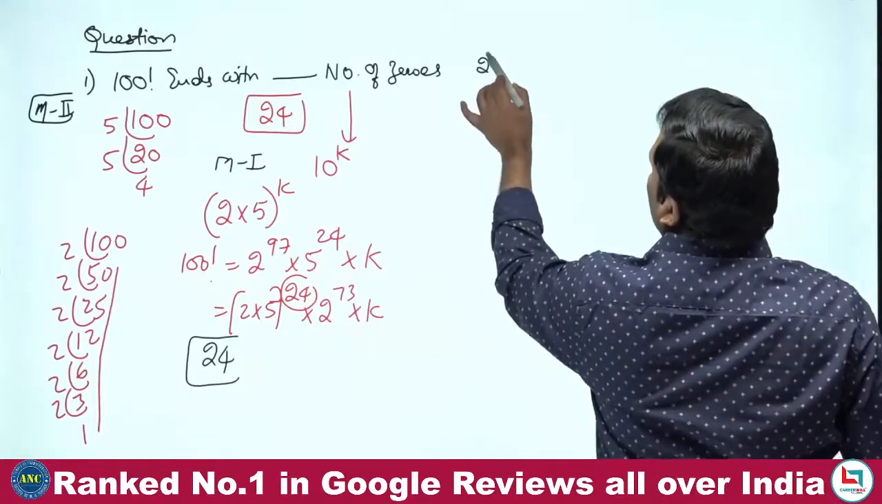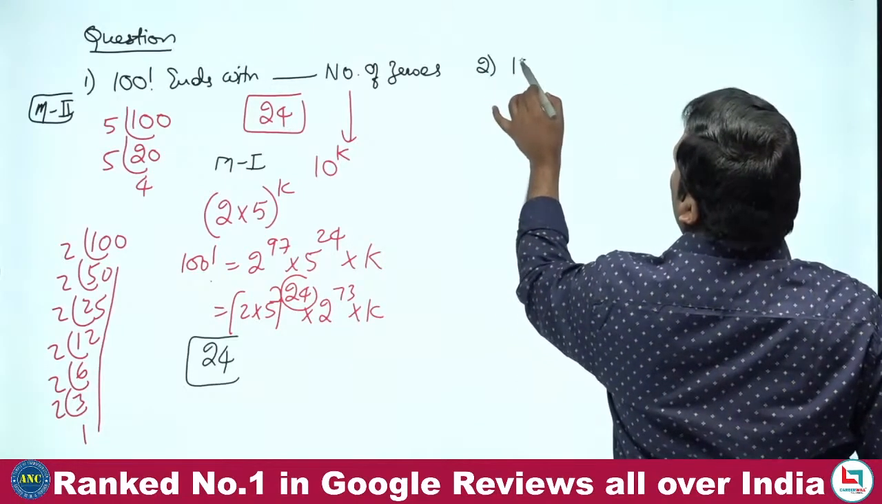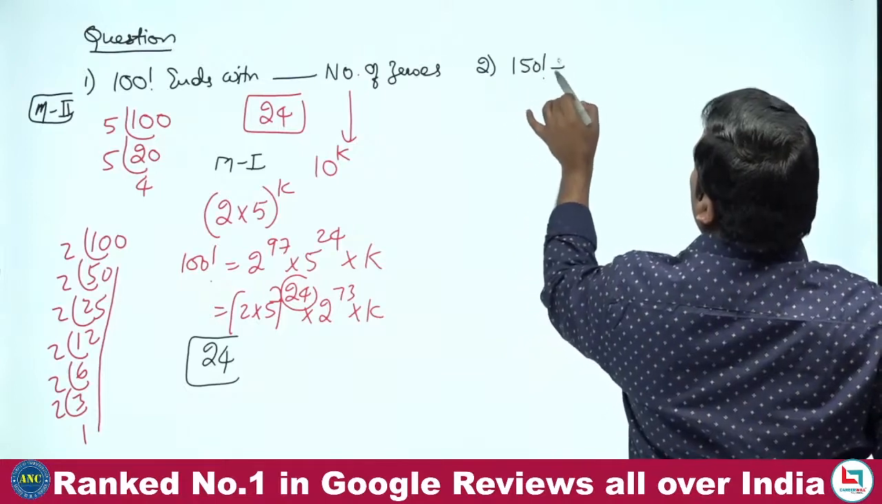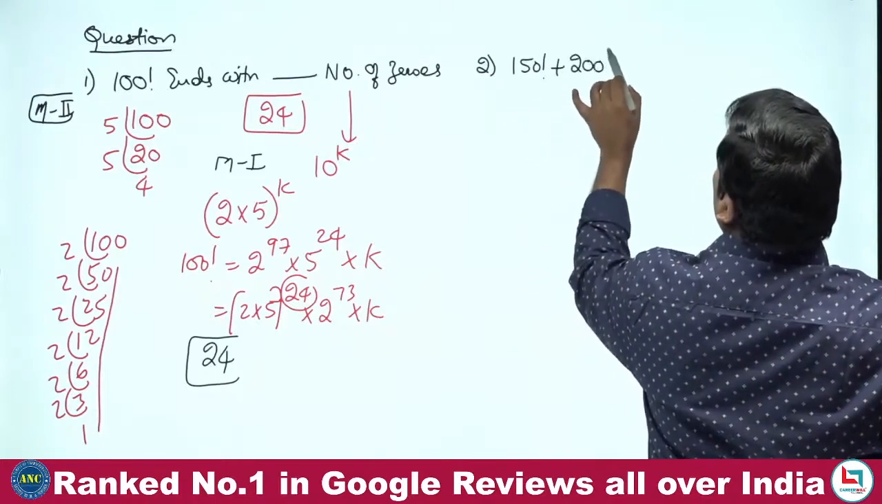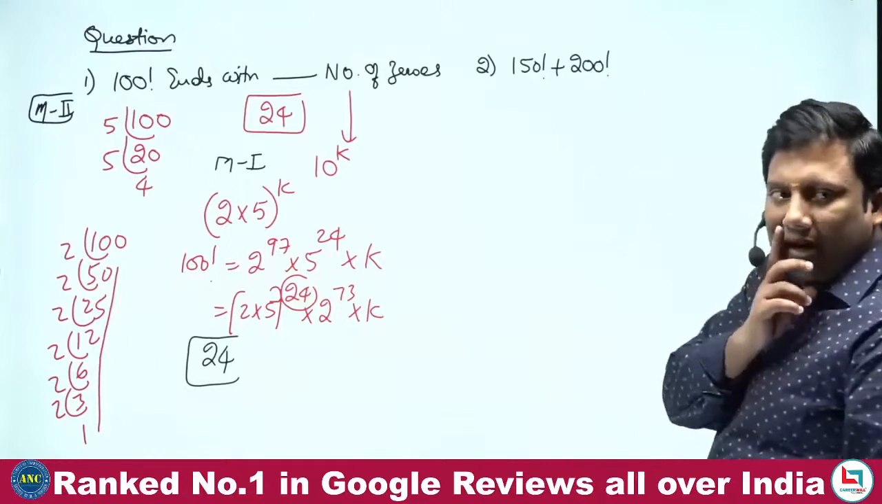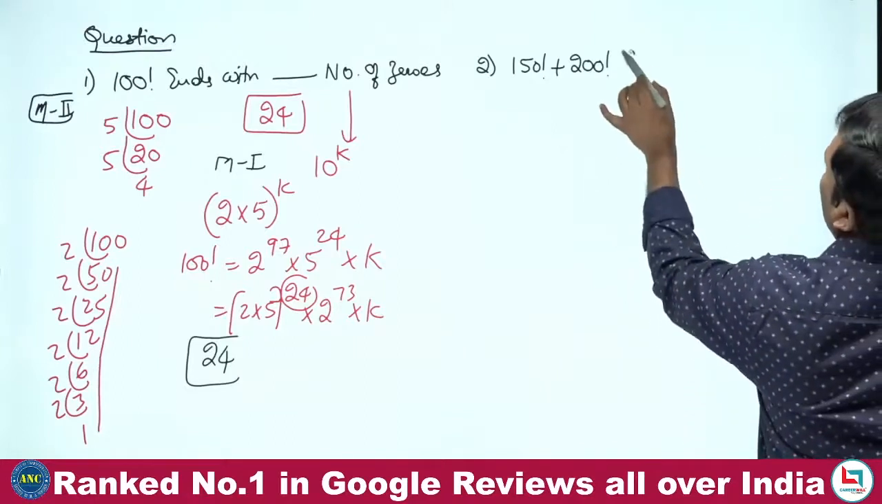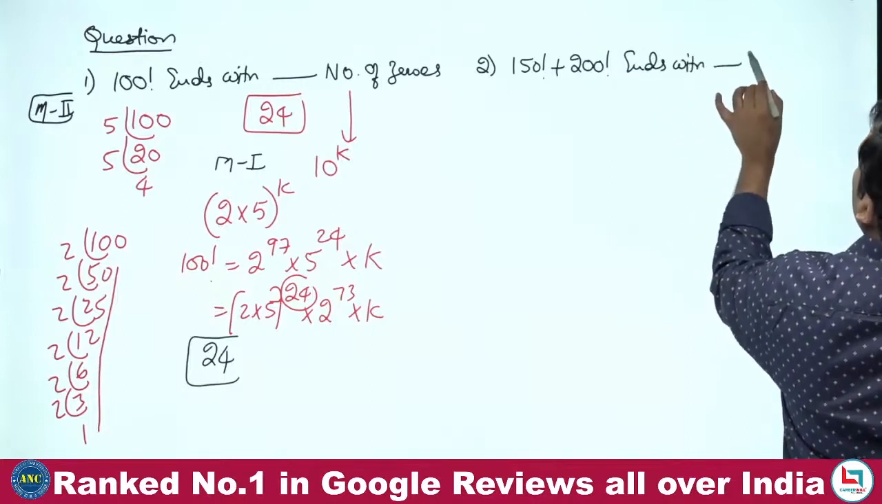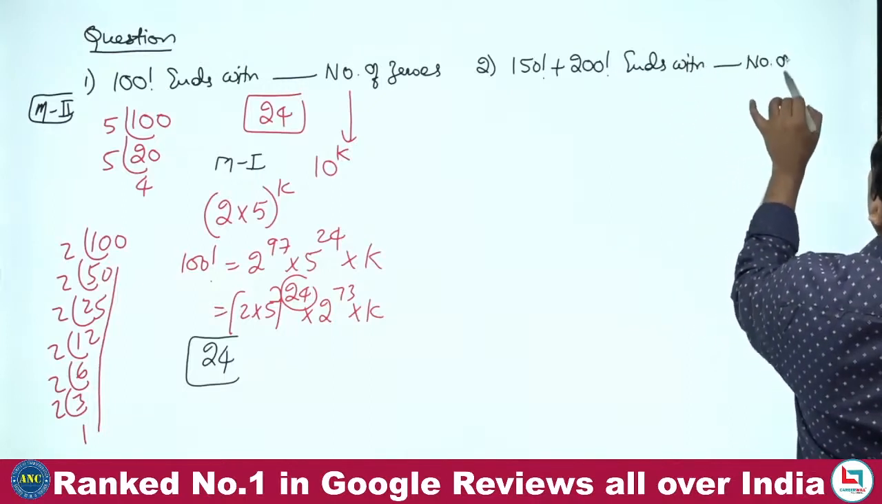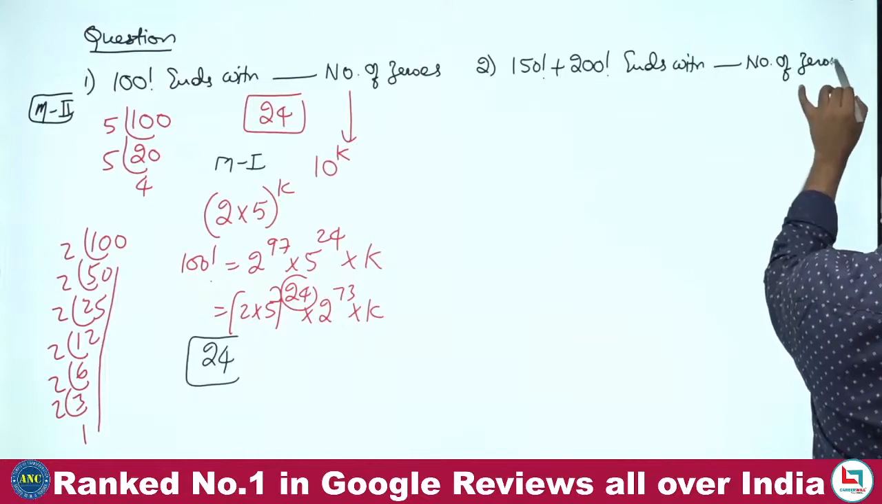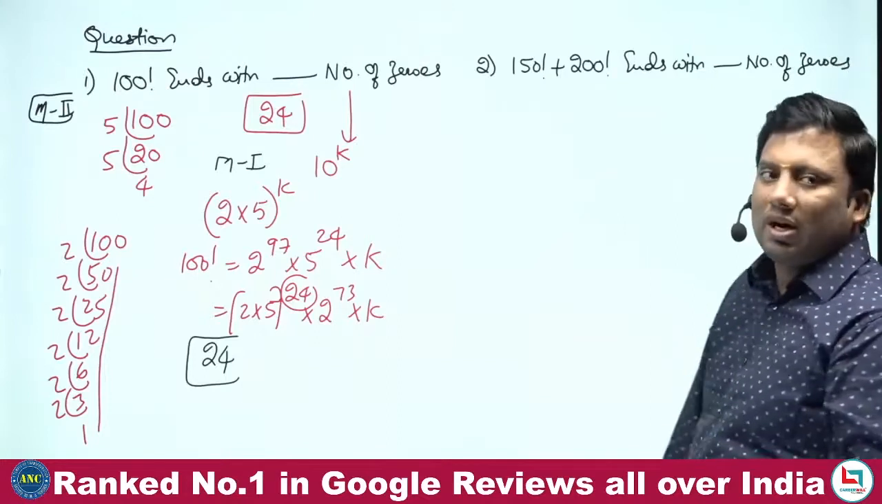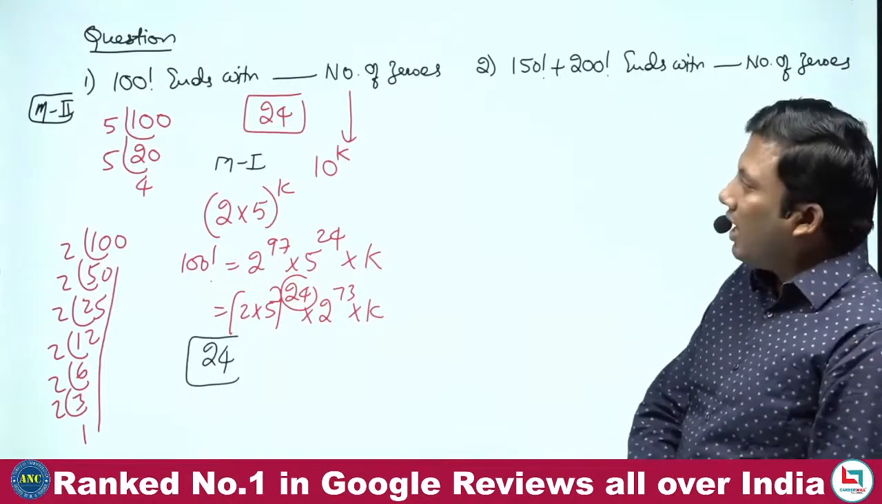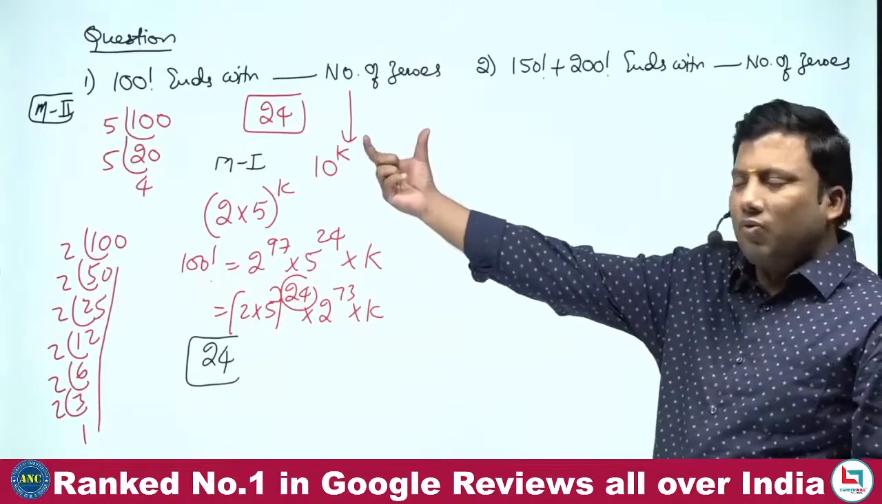Let me do the learning after this question. 150 factorial plus 200 factorial ends with a dash number of zeros. That is for 1 factorial.